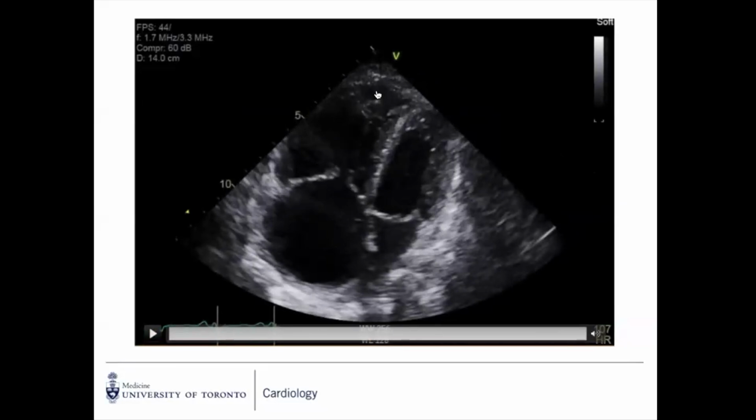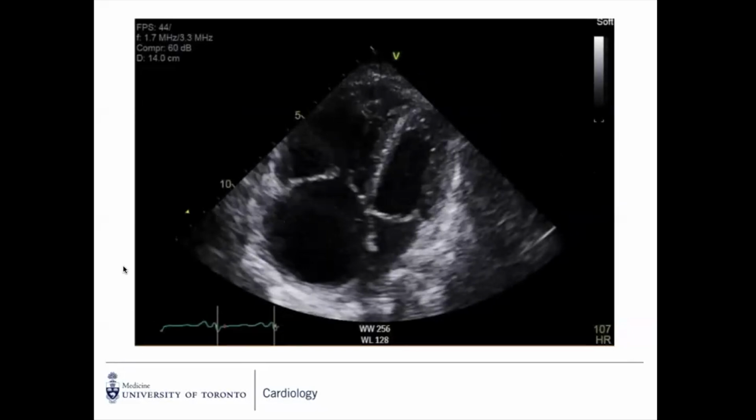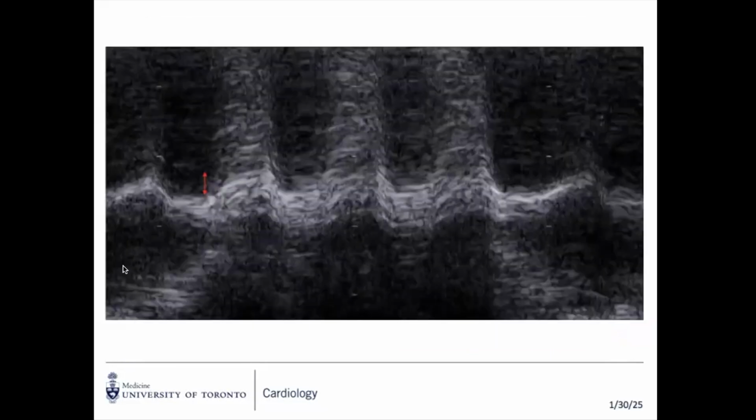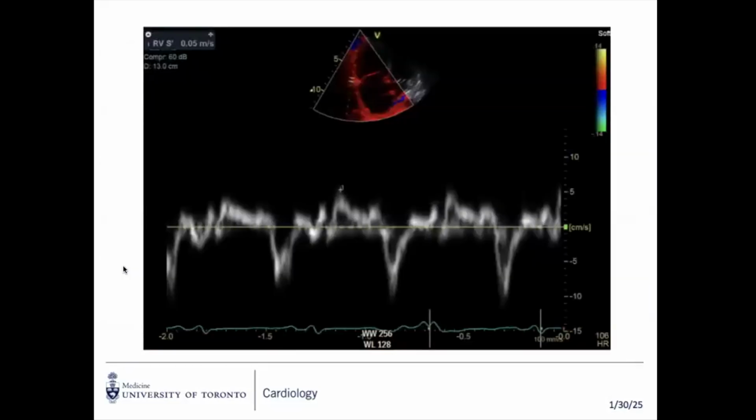Maybe a little bit challenging to get our longitudinal diameter, but we can get a measure of our RA size here as well. This is the TAPSE for the patient. I just kind of threw in an arrow there just to show the vertical measurement, but this was calculated at 0.8. Our S prime was 5 centimeters per second.